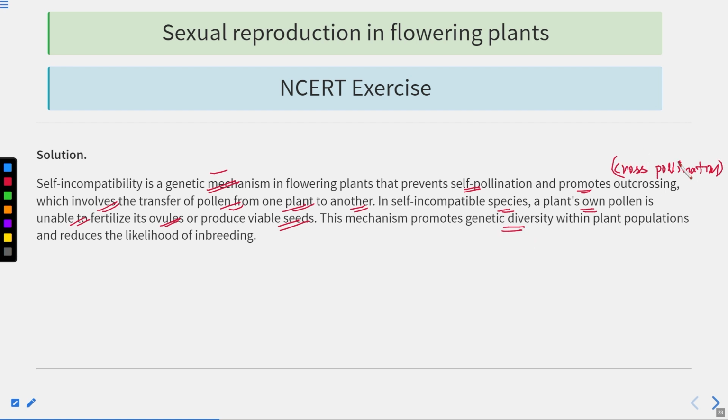Here the pollens have a different genetic makeup and are transferred to some different plant which has a different genetic makeup. So this will promote genetic diversity within the plant population and it will reduce the likelihood of inbreeding. Self-pollination will promote inbreeding, and cross-pollination will reduce inbreeding. Clear? And it will promote genetic diversity.